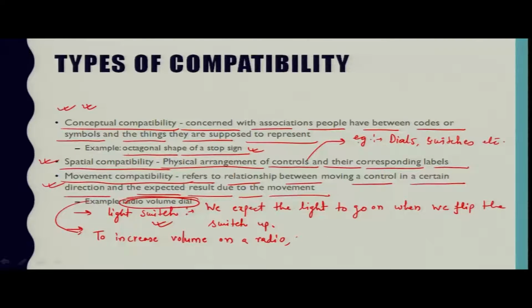So what do we need to do? We have to turn the volume dial in a certain direction, like, most often in radios, when you rotate the knob in the clockwise direction, you will be able to increase the volume. So these are the examples to understand movement compatibility.